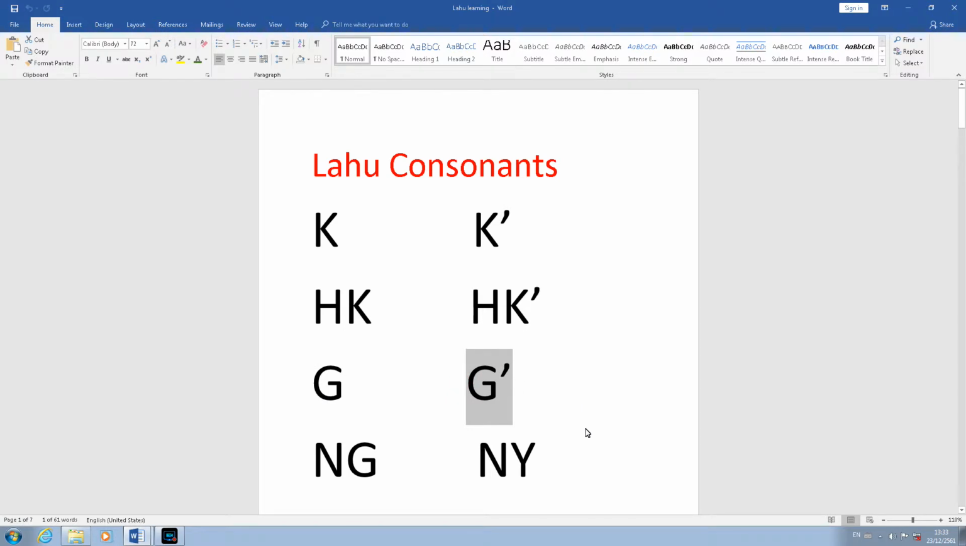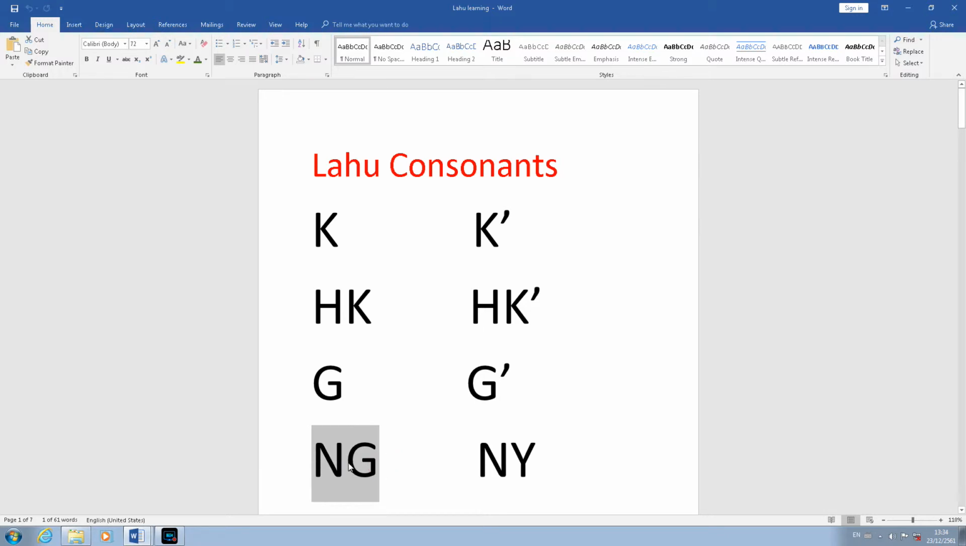This word is gra. Gra means chicken. It is the same as water, which in Lahu is ga. Ga means water.